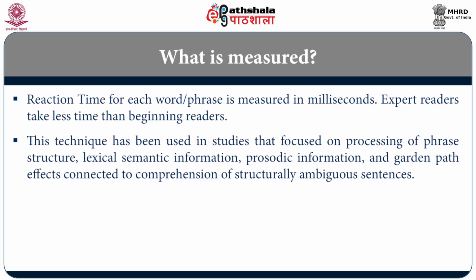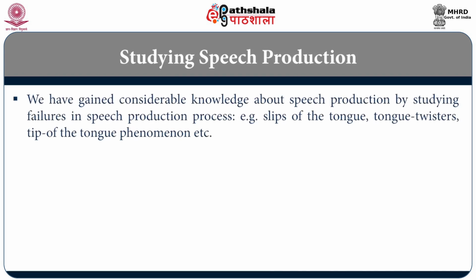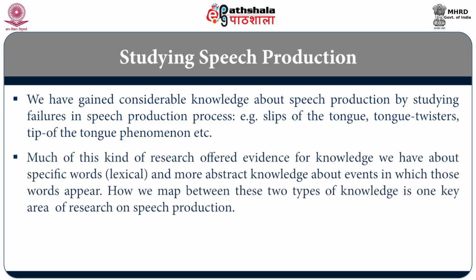Now let's look at how speech production is assessed, what kind of methods are used in speech production. In the initial years, one of the earliest techniques used was to study naturally occurring slips of the tongue, what are known as speech errors. Much of this research offered us evidence that we draw on specific words, that is lexical items, as well as abstract and higher level knowledge about events in the world. And speech production researchers were concerned about how these two are mapped.